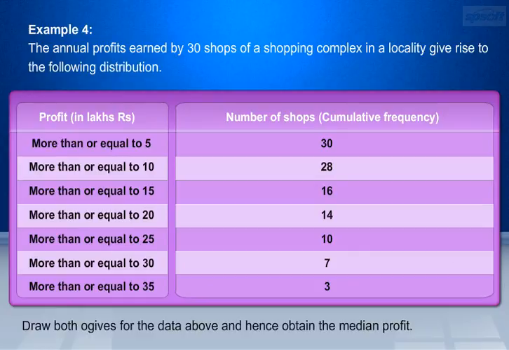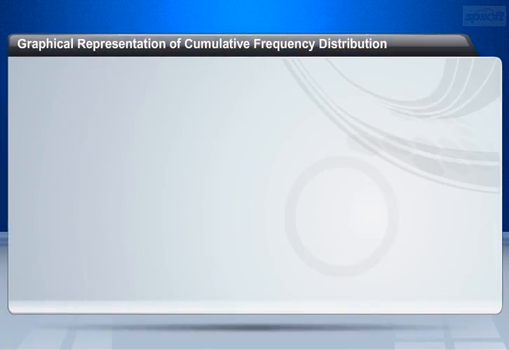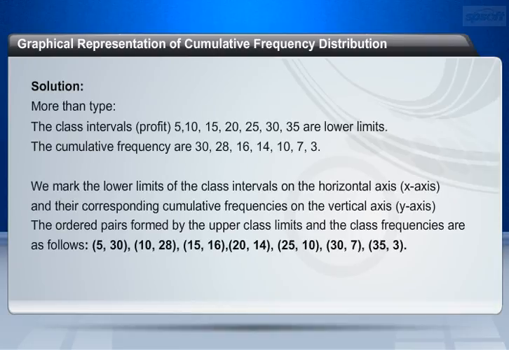Example 4. The annual profits earned by 30 shops of a shopping complex in a locality give rise to the following distribution. Draw both OGIVs for the data above, and hence obtain the median profit. Solution. More than type. The class intervals, profit, 5, 10, 15, 20, 25, 30, 35 are lower limits. The cumulative frequencies are 30, 28, 16, 14, 10, 7, 3.